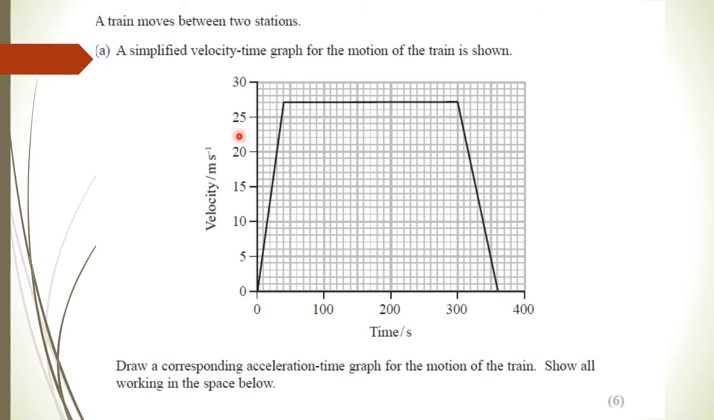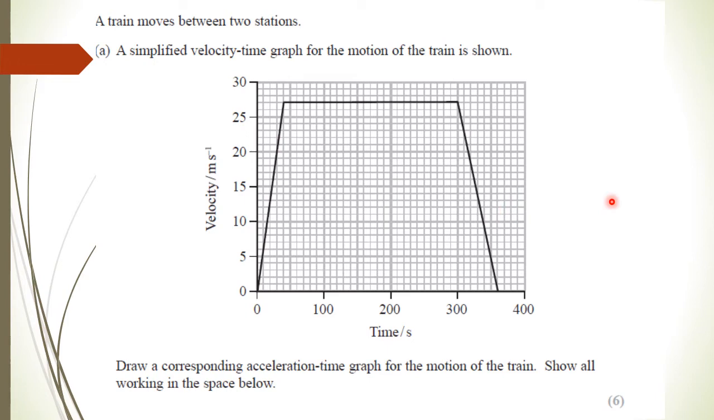So acceleration is positive. Acceleration is the gradient, so acceleration is positive and constant here. Here the acceleration is 0, and here the acceleration is negative and constant. So now we have an idea how an acceleration time graph looks, but we need to know the value of acceleration. Here the value is 0, understood. But what is the value of acceleration here, and what is the value of deceleration here?